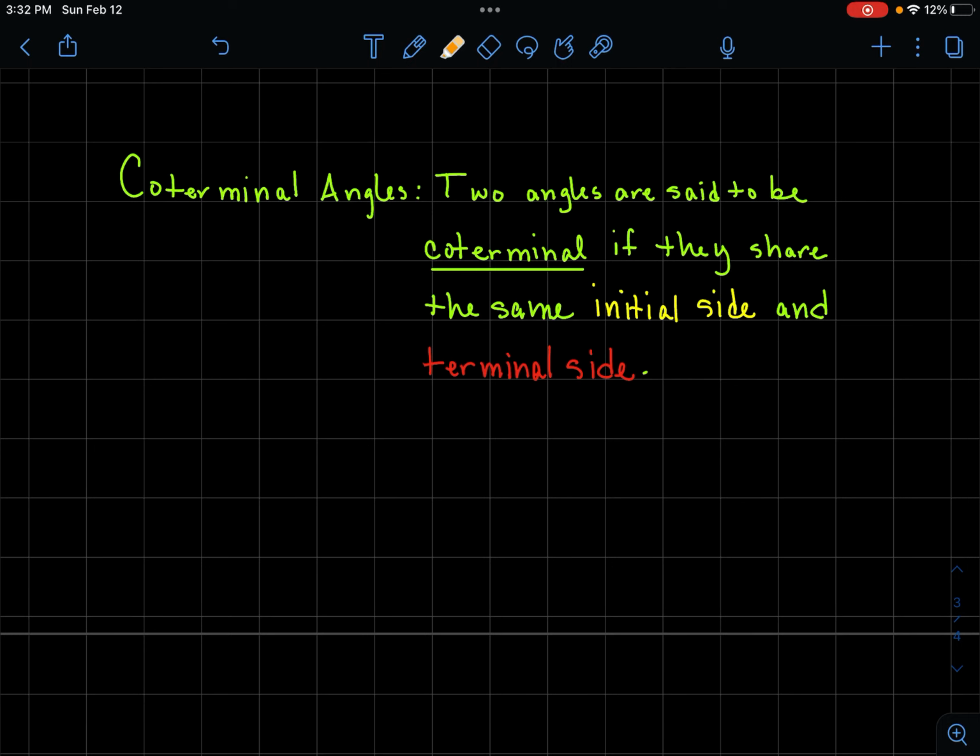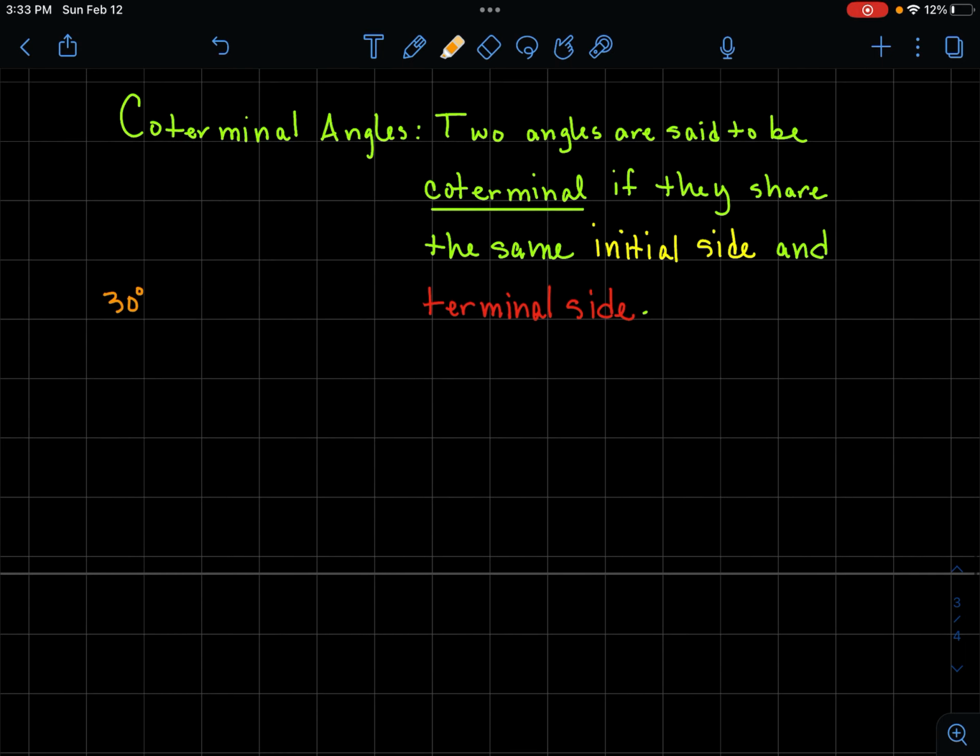Next thing we will look at is coterminal angles. Coterminal angles are something that you do discuss in your geometry class, but let's remind ourselves of what a coterminal angle is. Two angles are said to be coterminal if they share the same initial side and the same terminal side. So really, it doesn't matter how many trips you make around the circle. As long as they share those two sides, they are called coterminal.